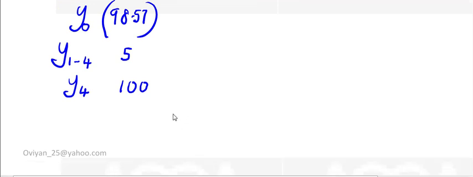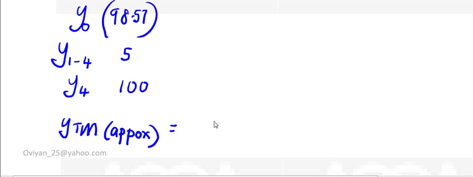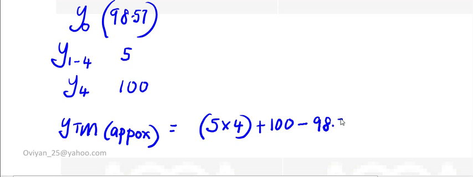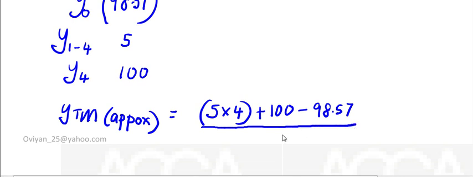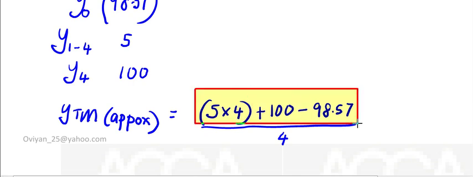So what are we going to do here for finding the yield to maturity? Approximation. I just wanted to safeguard myself, so I put approximation first. We're going to get 5 times 4, it's actually an ARR method, 5 times 4 plus 100 minus 98.57, and we're going to divide it by 4. That's going to be my profit per annum. This is my profit. This is my cash inflow. To get this, I must pay this.